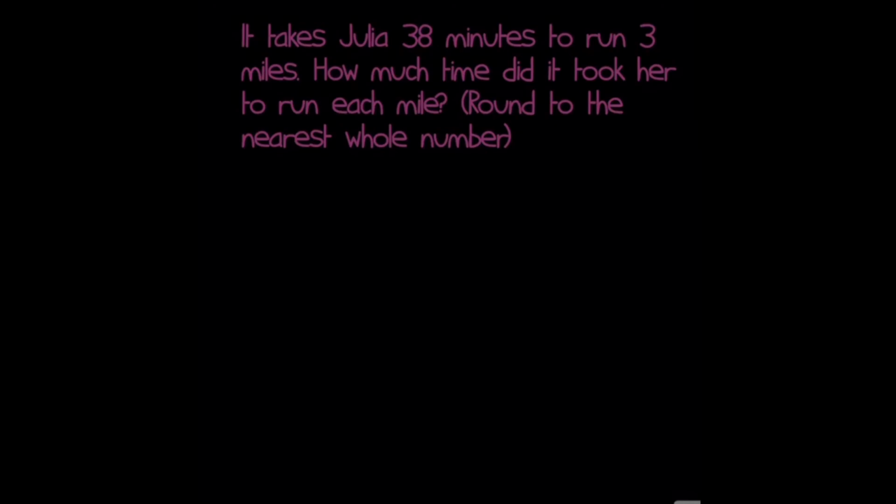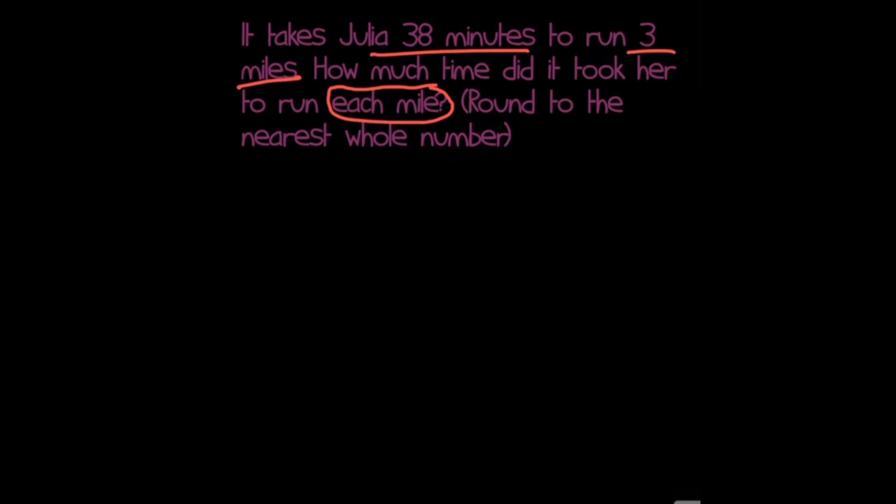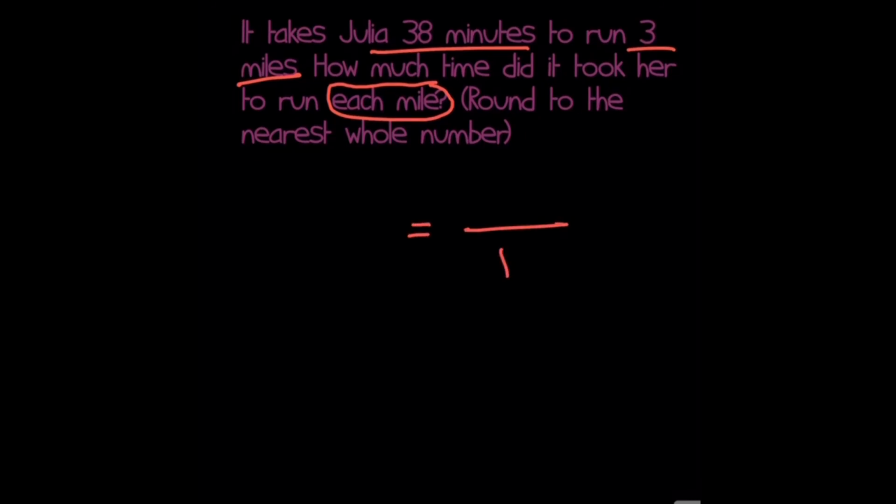It takes Julia 38 minutes to run 3 miles. How much time did it take her to run each mile? Round to the nearest whole number. So, will my 38 be the numerator or the denominator? Let's continue. It says, how much time did it take her to run each mile? So each means this is going to be 1. It's 1 mile. We want to know the time. What is unknown here is time.